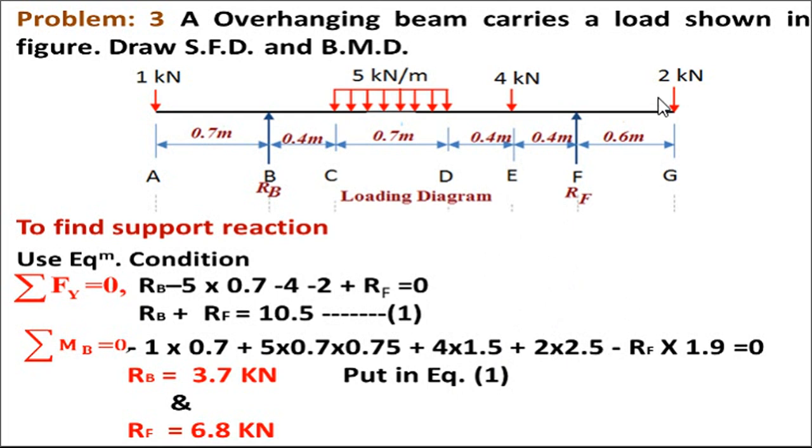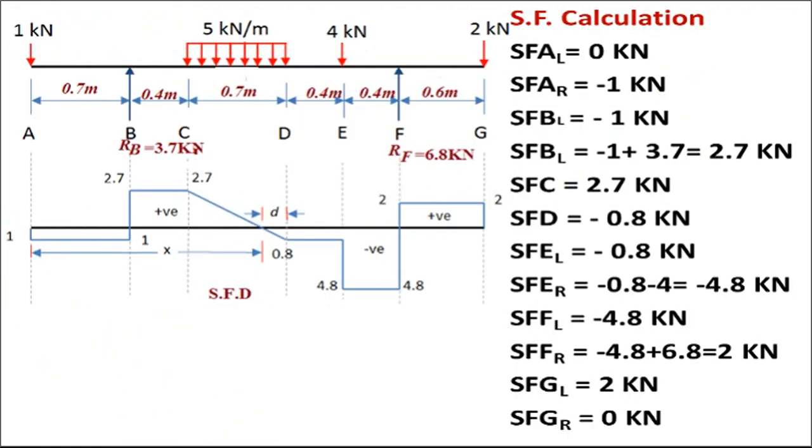Again this 2 kilonewton force is acting at a distance of 2.5 from B. So 2 into 2.5. And this reaction at F, it makes the anti-clockwise moment, that's why minus RF into distance 1.9 is equal to 0. And that value of RF is coming 6.8 kilonewton. Put that value in equation number 1, you will get the RB value. So in this case, you will get both of these reactions from these equilibrium conditions.